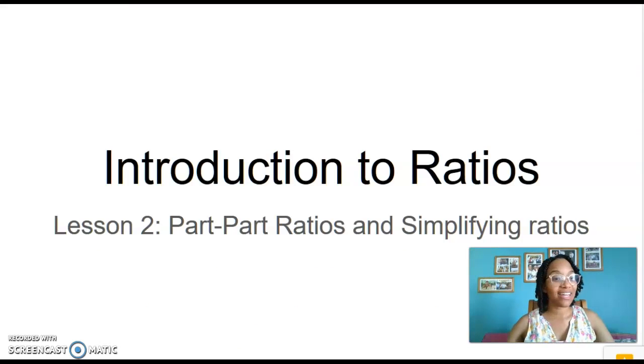I want to remind you that in this video, you learned about part-part ratios and how to simplify ratios using that greatest common factor. We also saw a bit of a trick where we need to make sure not to be confused and always know when to look for equal shared groups.